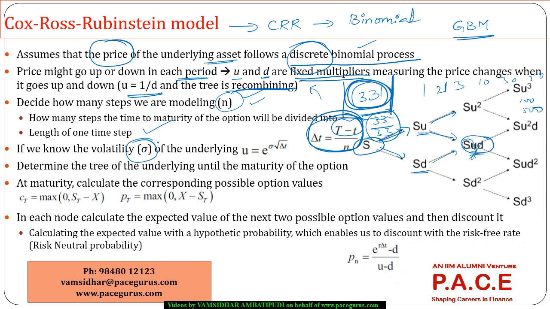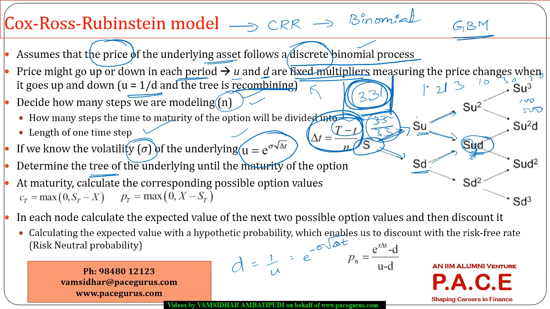Then volatility: we already have the information of the volatility of the stock using the daily numbers that are published by the NSE. Based on that, this model computes the U value, the upward multiplication factor, e to the power of sigma root delta T. Because D is nothing but 1 by U, it becomes e to the power of minus sigma into square root of delta T. So that becomes my upward factor and downward factor.